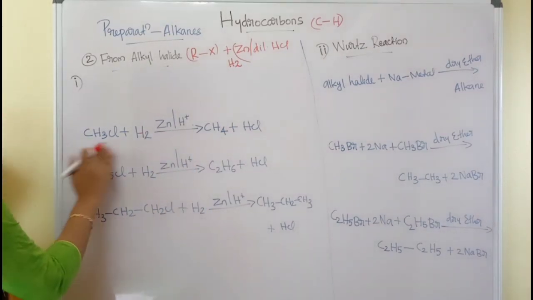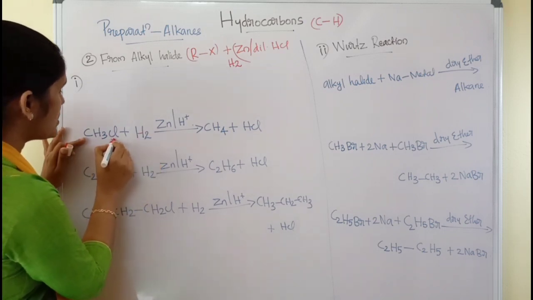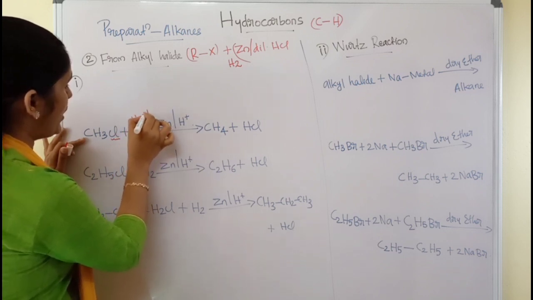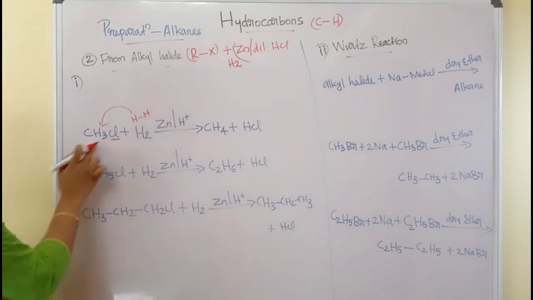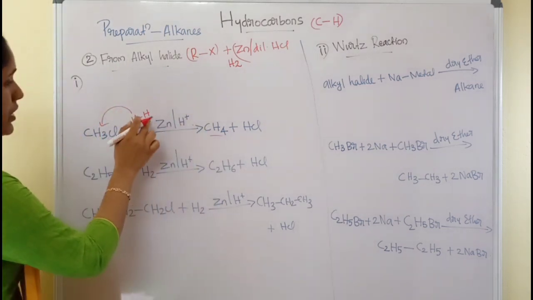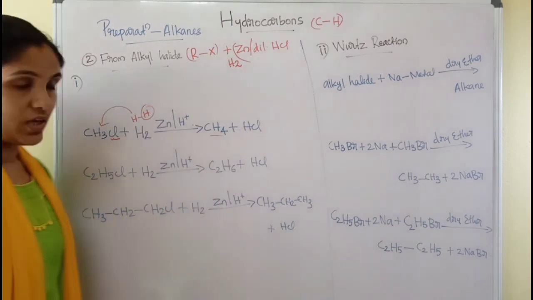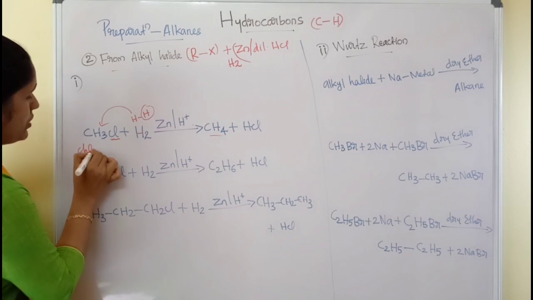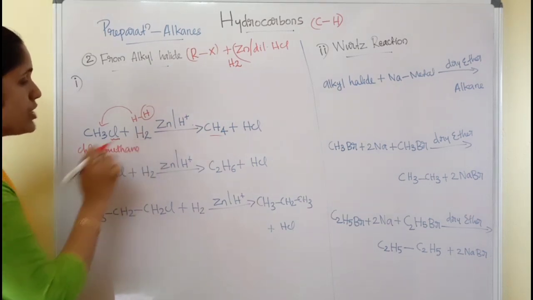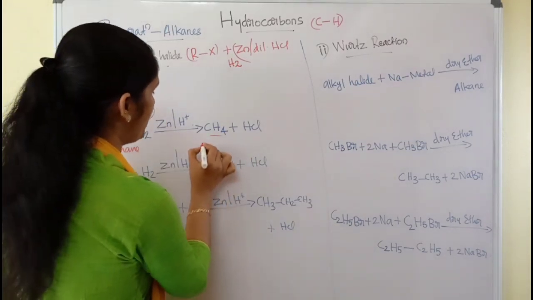So note down, here we have taken chloromethane. When it combines with hydrogen, this chlorine combines with one of the hydrogens, and the other hydrogen attaches to the CH3, and CH3 accepts one hydrogen and turns to CH4, and the remaining hydrogen combines with this chlorine and turns to HCl. So here, remember the name of the compound, this is chloromethane. Addition of dihydrogen in presence of zinc and HCl, we will get methane.